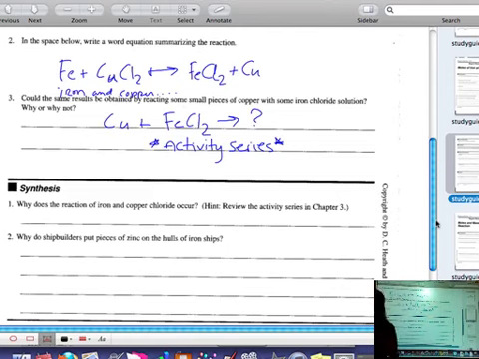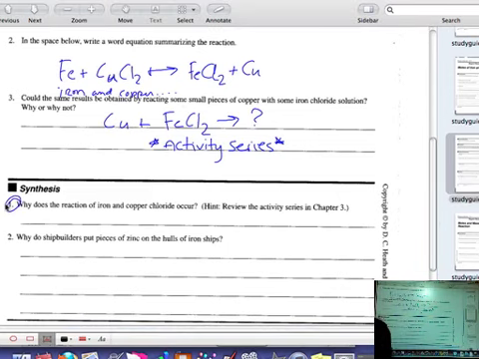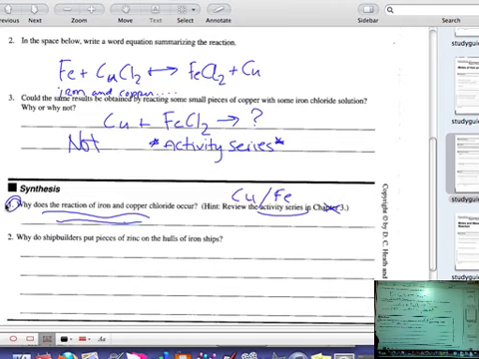Same is true for question number 1 down here on the synthesis part. Why does the reaction of iron and copper chloride occur? So it says, review the activity series. You guys don't have chapter 3, but you can certainly take a glance at an activity series online and see how copper and iron compare to each other on this activity series. Okay? And so if you're answering why the reaction of iron and copper occur, then you're actually answering why this will not occur. Okay?